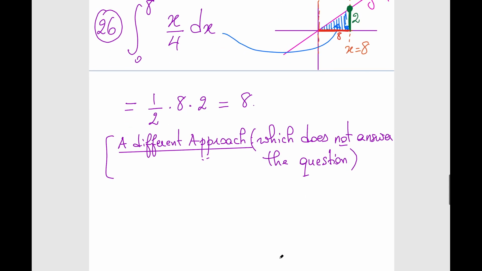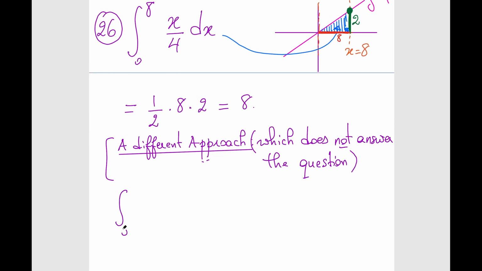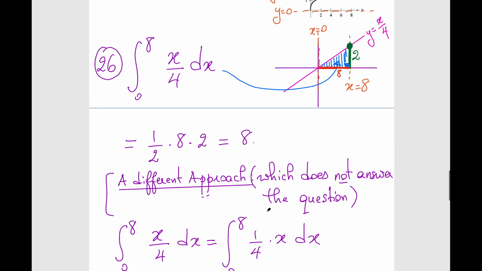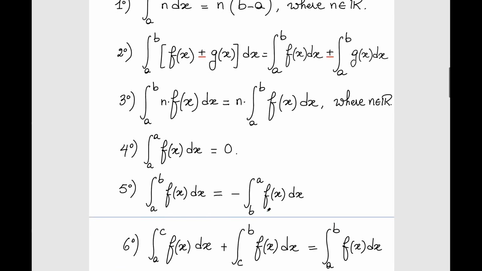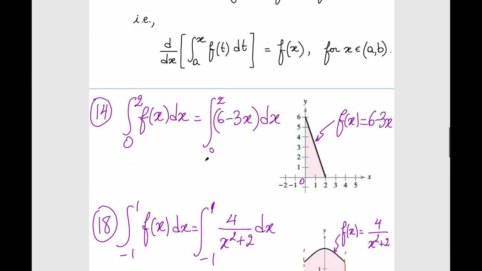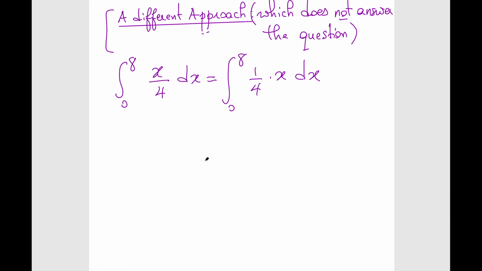All right, let's do it. Well, we have the integral from 0 to 8 of x over 4 dx. And x over 4 can be thought of as 1 over 4 times x dx. Correct? And remember one of these properties that we talked about here? You see this m, the multiplicative constant? You can push it outside the integral, right? I'm going to push the 1 over 4 outside. So this would be equal to 1 over 4 times the integral from 0 to 8 of x dx, right?